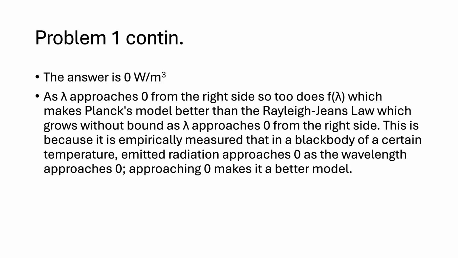As lambda approaches 0 from the right, so too does f of lambda, which makes Planck's model better than Rayleigh-Jeans law, which goes without bound as lambda approaches 0 from the right. We know this is desirable in a model because it's empirically measured that a black body of a certain temperature emitting radiation approaches 0 as wavelength approaches 0. Approaching 0 makes Planck's model a better model for black body radiation.